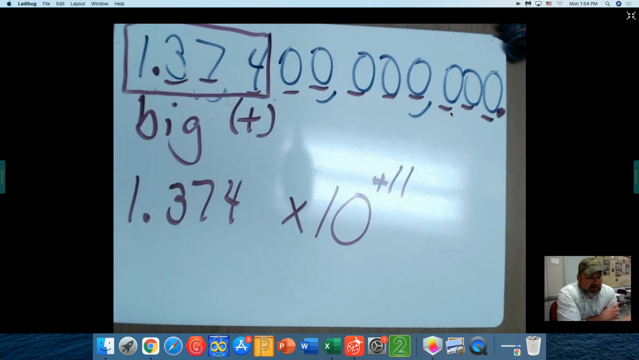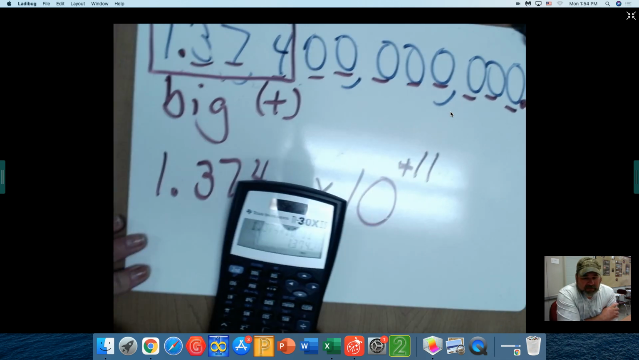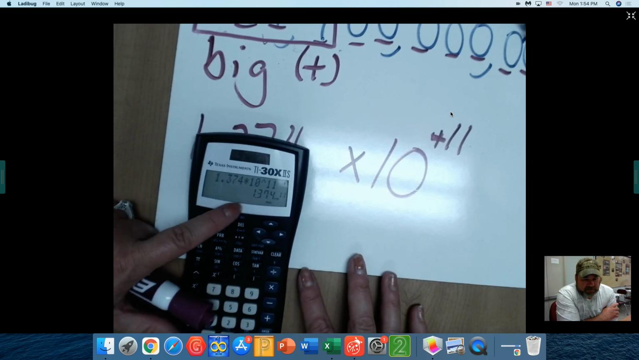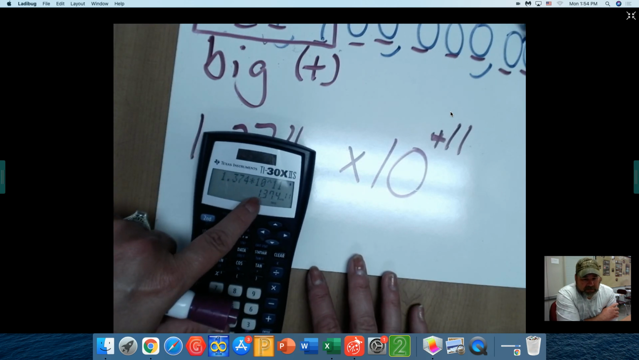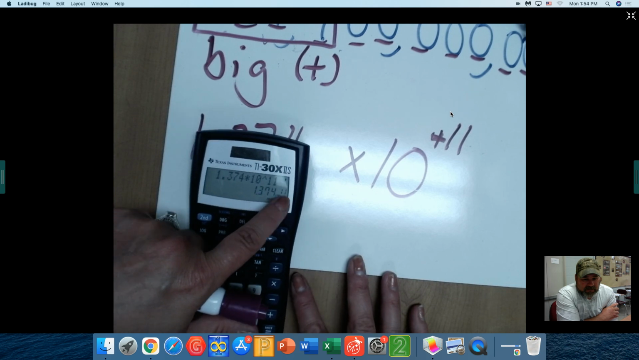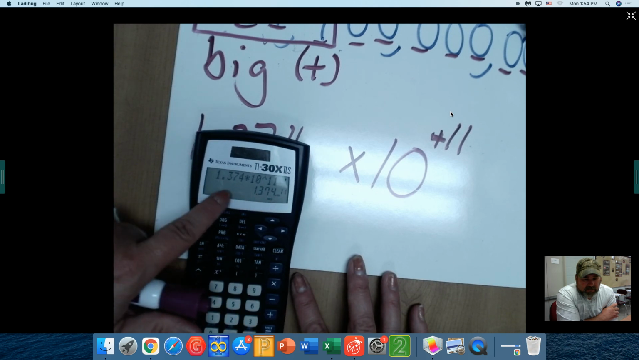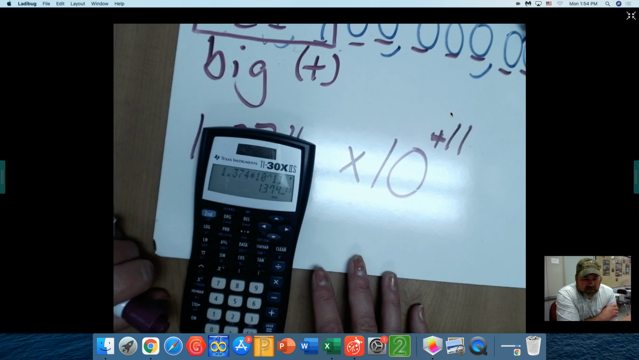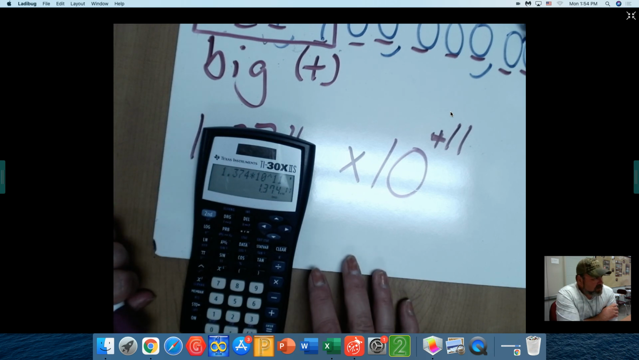Now, just checking to see what my calculator will do. Okay, this time I was checking, and I put in that 1.374 times 10 to the 11th. It just spit back out 1.374 times 10 to the 11th. Sometimes when the number's too big, it's just going to give it right back to you in scientific notation. Now, some calculators will do other things.